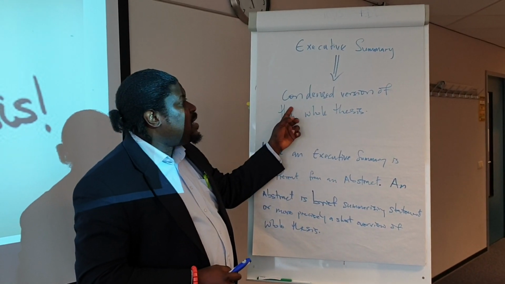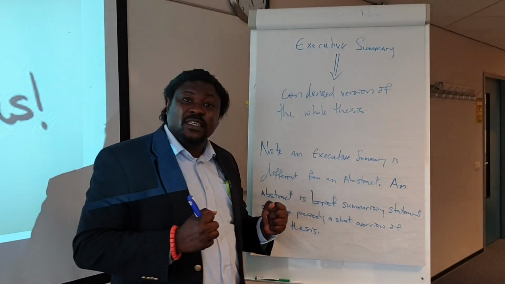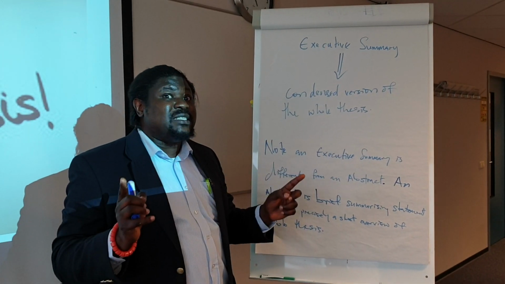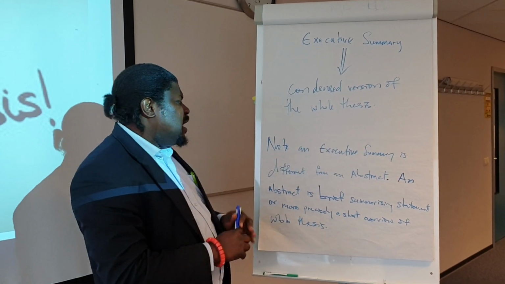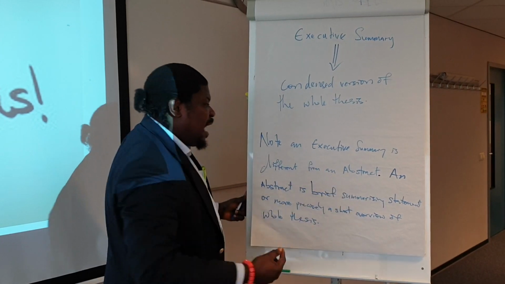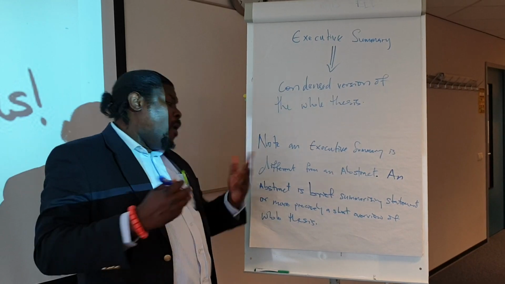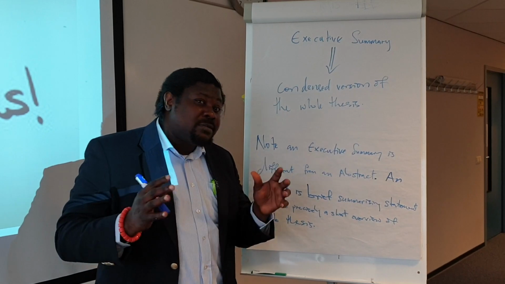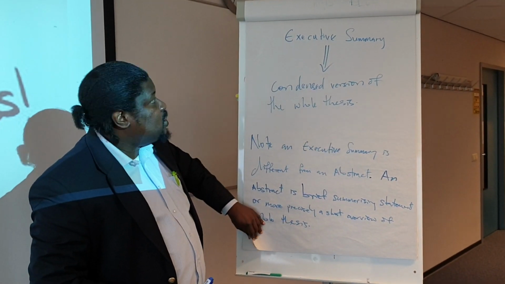The executive summary is a condensed version of the whole thesis. So when someone picks up your thesis and they read the executive summary, they have an idea of what your whole thesis is about. Please note, an executive summary is quite different from an abstract. An abstract is a brief summary statement, or more precisely, a short overview of the whole thesis. That means an abstract is very short, more straightforward than an executive summary.